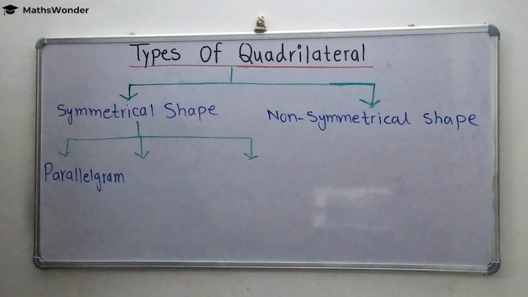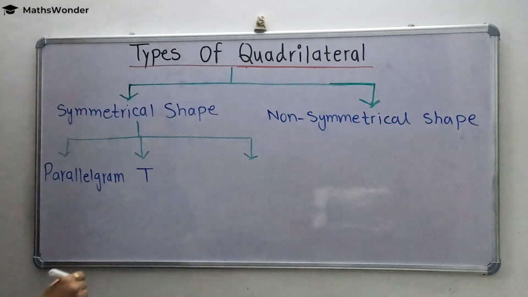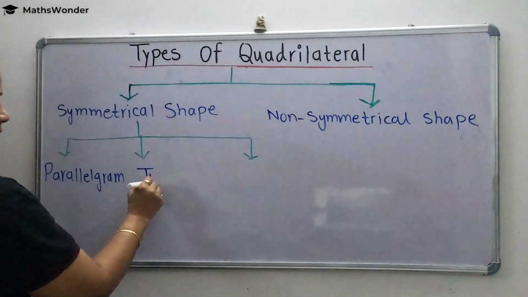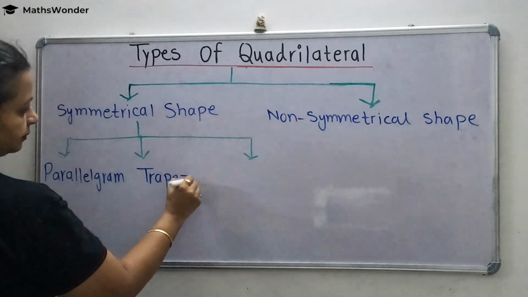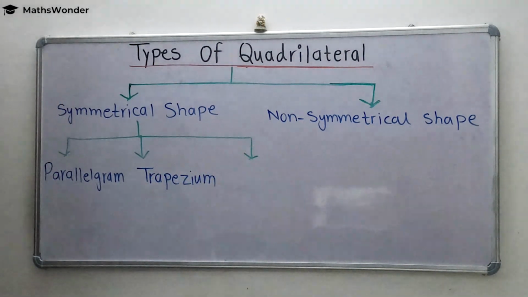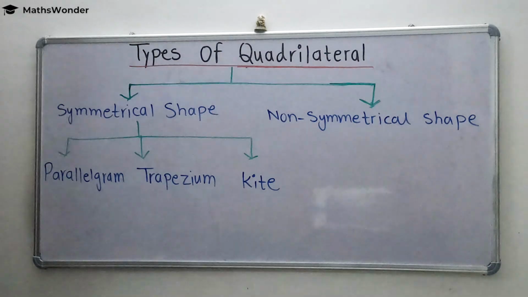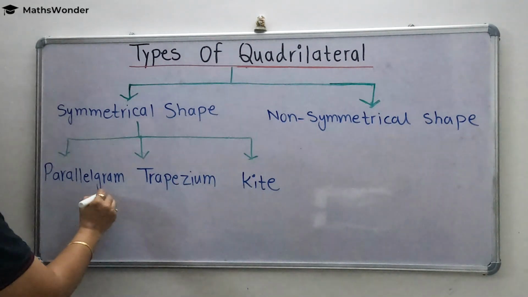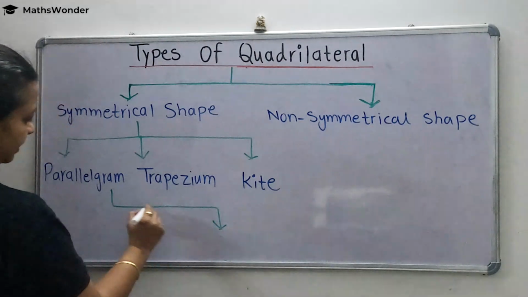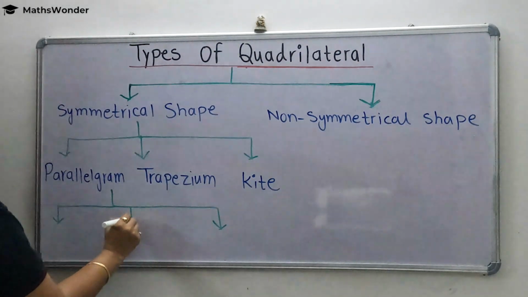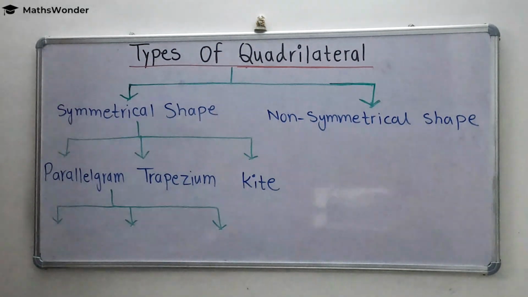So first is parallelogram, second is trapezium, and the third is kite. I will explain each figure in detail, so just wait and watch. Parallelogram, again we have 3 categories. So we are going very deep into the quadrilateral.